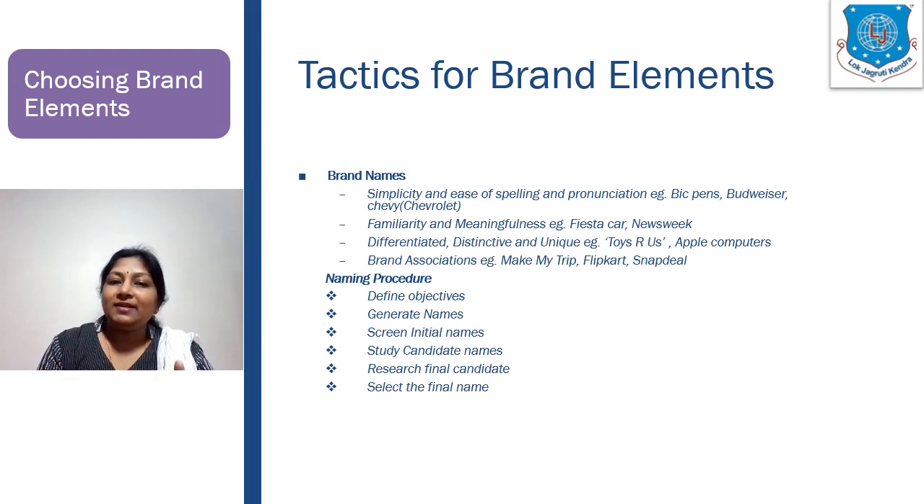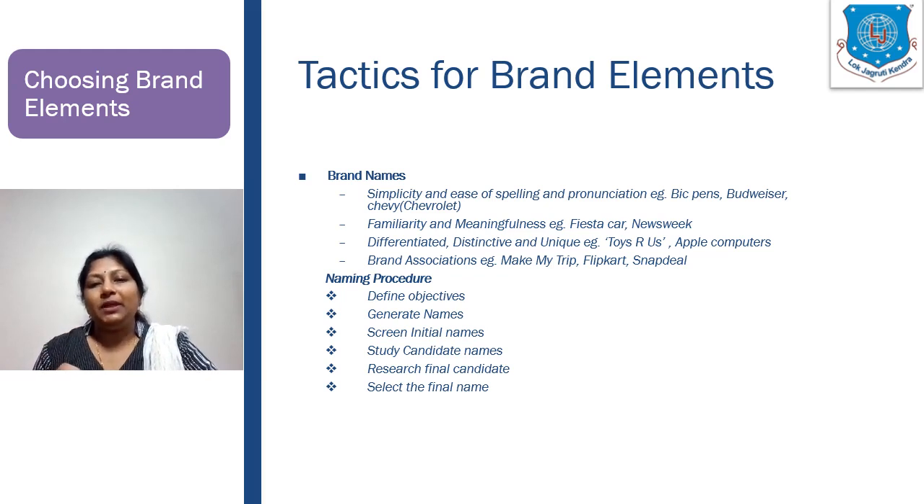Differentiated and distinctiveness. This gives, again, some unique words for recallability. Example, Toys R Us, Apple Computers. In brand associations, the brand name is a compact form of communication which communicates both the implicit and the explicit meaning. Hence, the associations are an important attribute. Example, Make My Trip, Flipkart, Snapdeal.